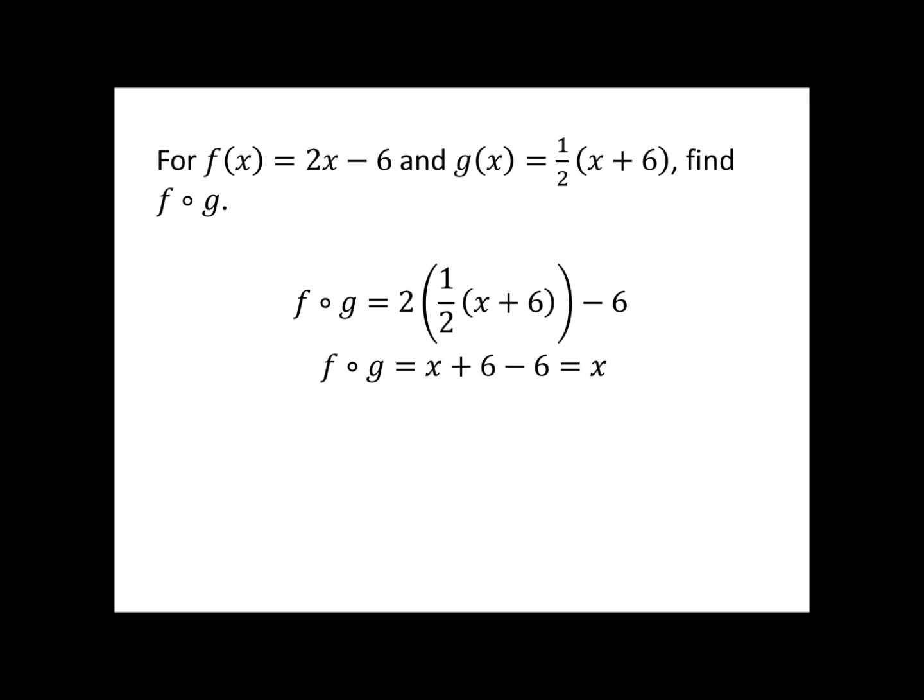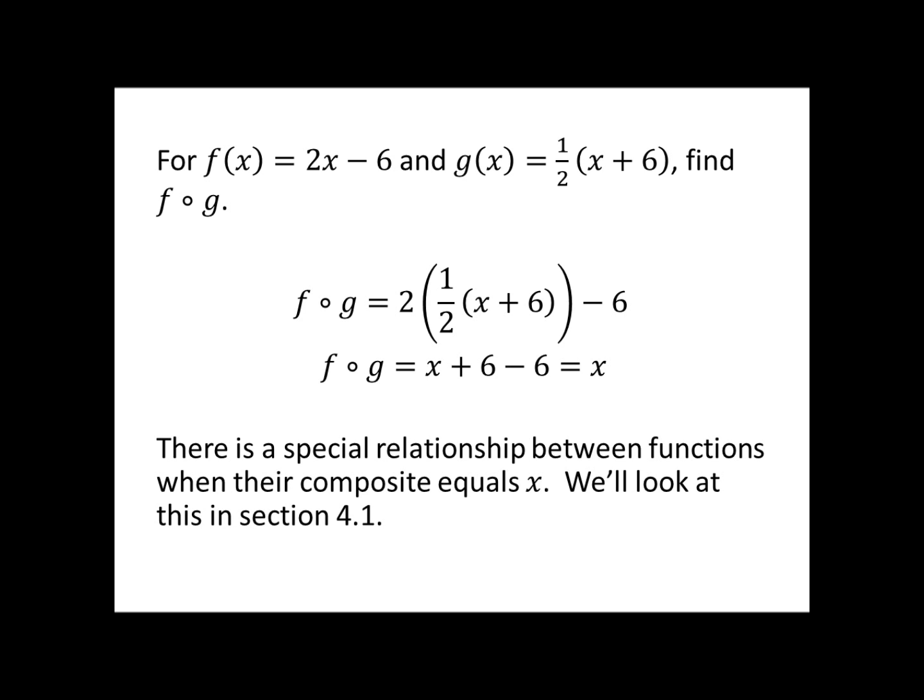Now, why is this a special case? Well, we'll talk about this special relationship later, actually in section 4.1. But whenever composite functions equal x, we have a special relationship between the two smaller component functions, f and g. More about this special relationship in chapter 4, but on your homework today, you do have some problems where they want you to show that a composite function is equal to x.